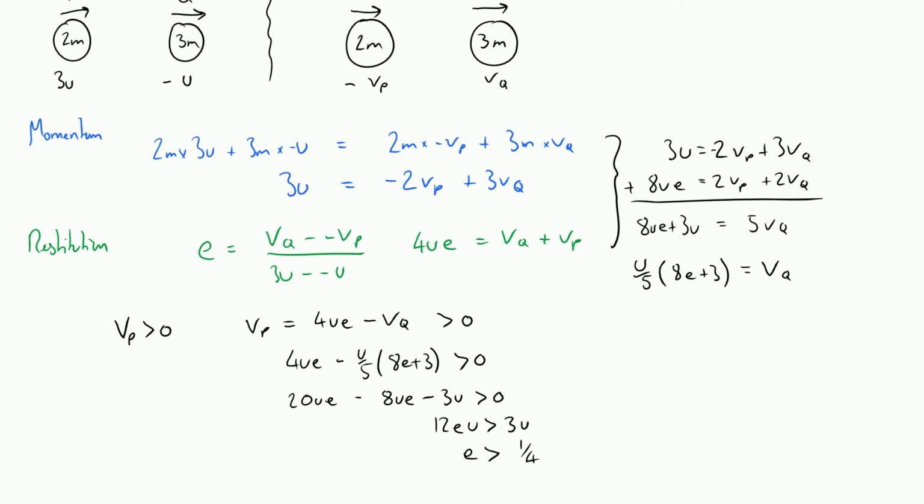Now I also know that e has an upper bound because it can never be greater than 1. So here's my final inequality to say that e sits somewhere between a quarter and 1.